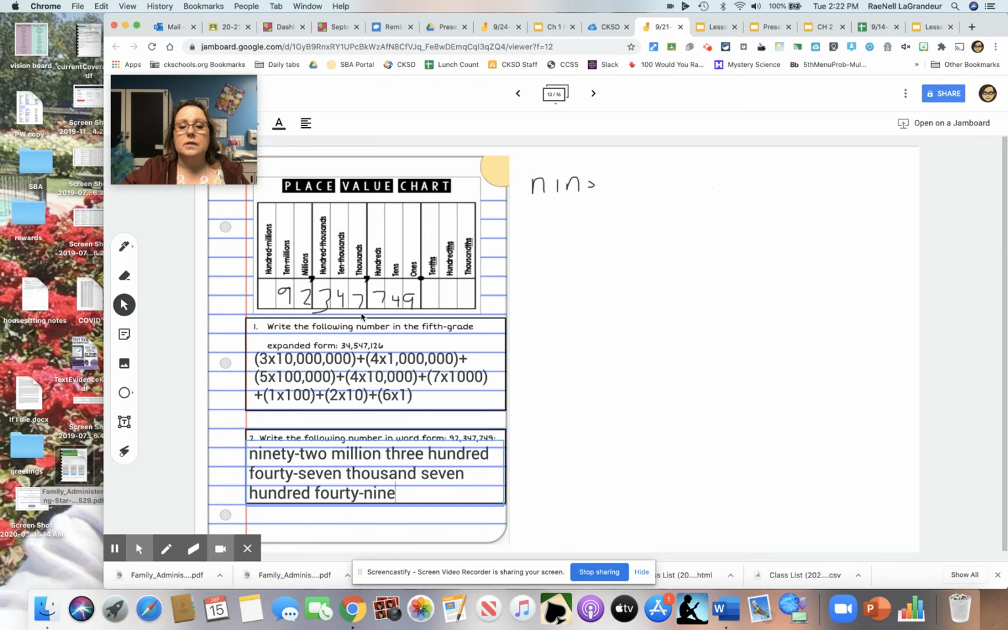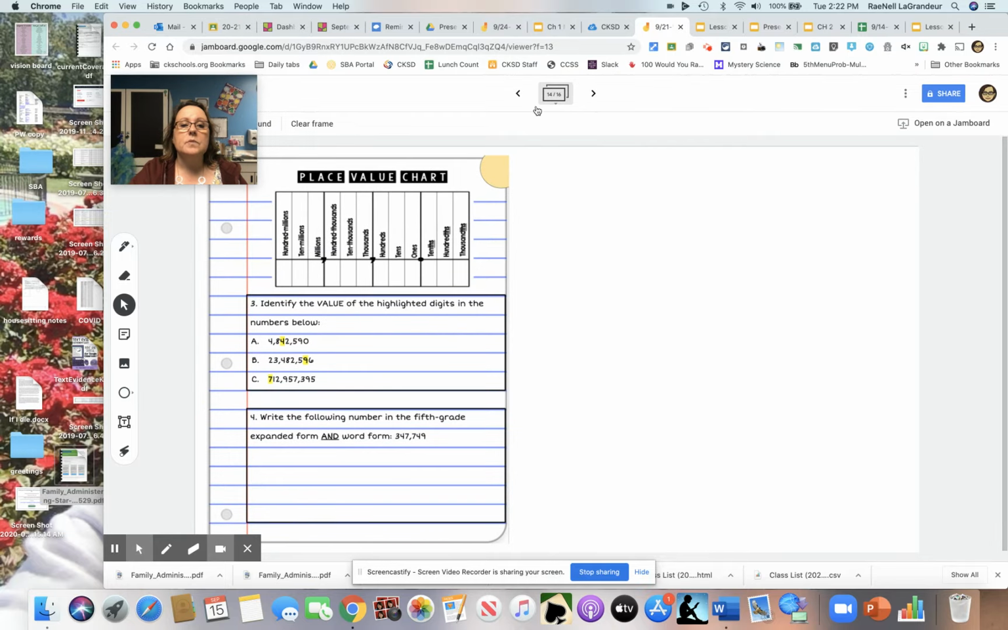Okay, so let's look at what we're being asked to do next. Now we need to figure out the value of some numbers. So I'm going to go ahead and look at this one, and I'll do A. It says identify the value of the highlighted digits in the number below. So it looks to me like the 4 is highlighted. So I need to know where this 4 is.